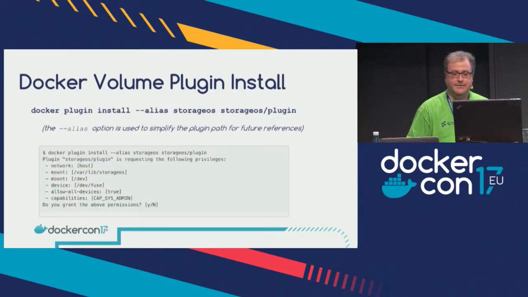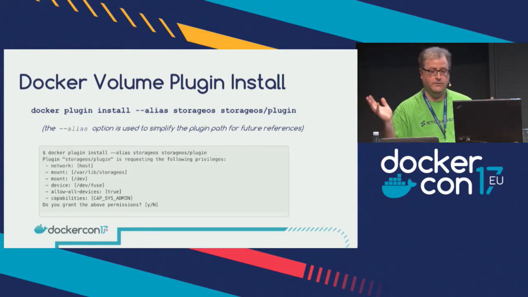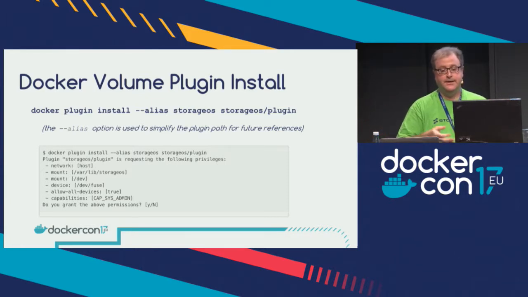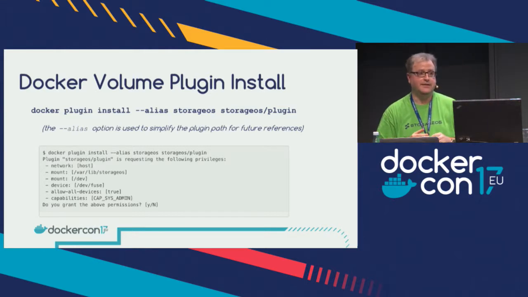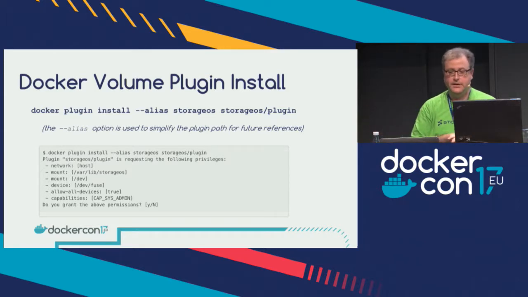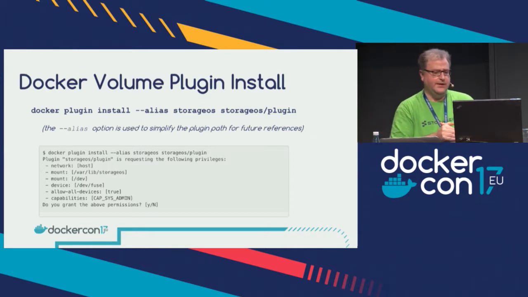As a very simple example, you can install plugins through the Docker plugin command. So Docker plugin install and the path to the Docker Hub or the Docker Store. You tend to give it an alias. The alias just simplifies the install, so you can use perhaps a more friendly name than the whole path of the plugin for future references. And it's kind of like installing a driver.